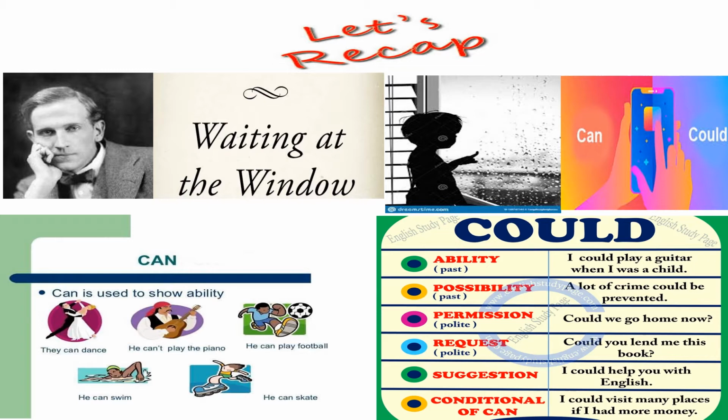We also learned in grammar what is can and what is could. What is can and where can be used? Can is used to show ability. A few examples: they can dance, he can't play the piano, he can play football, he can swim, he can skate. And what is could? Could is the past tense of can, and it can be used in showing ability, possibility, permission, request, suggestion, and conditional of can. Hope you all are very clear till here, children.